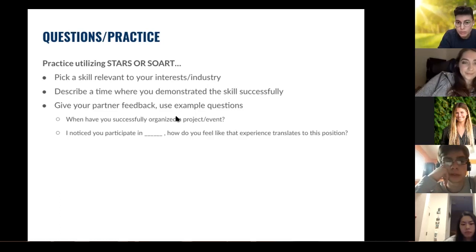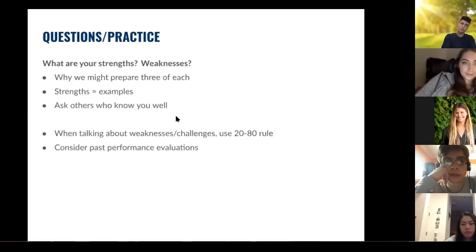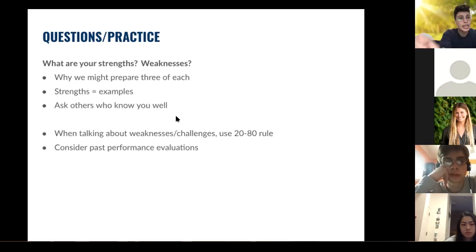Okay, here we go. So some other questions that you are going to get asked in an interview. A common one is, what are your strengths and weaknesses? With this, we want to prepare our answers differently. For both of these, you want to prepare an example of three, in case they ask, what are three weaknesses you have, or what are three strengths you have? So prepare for three just in case.